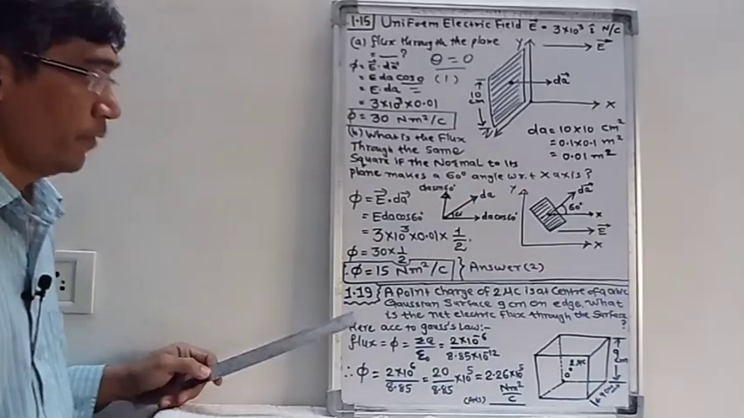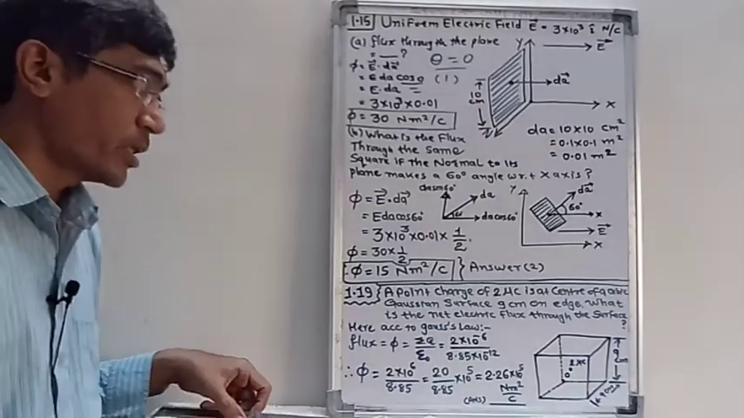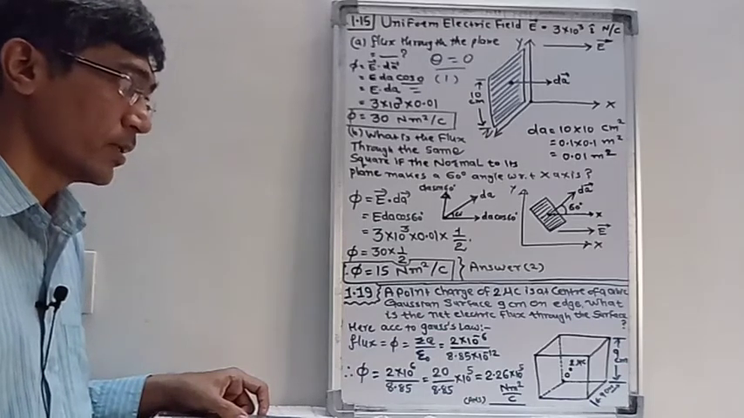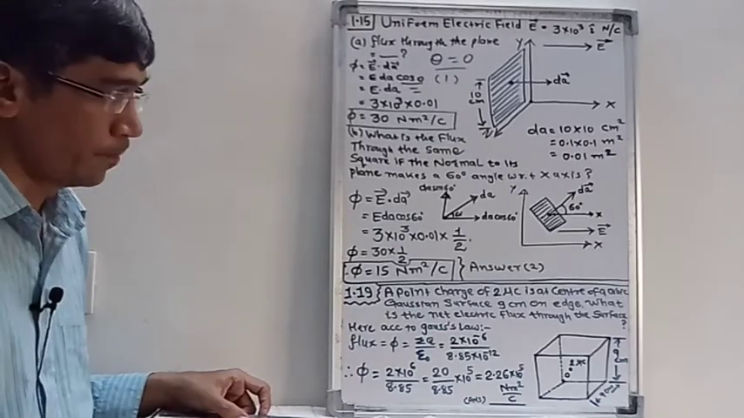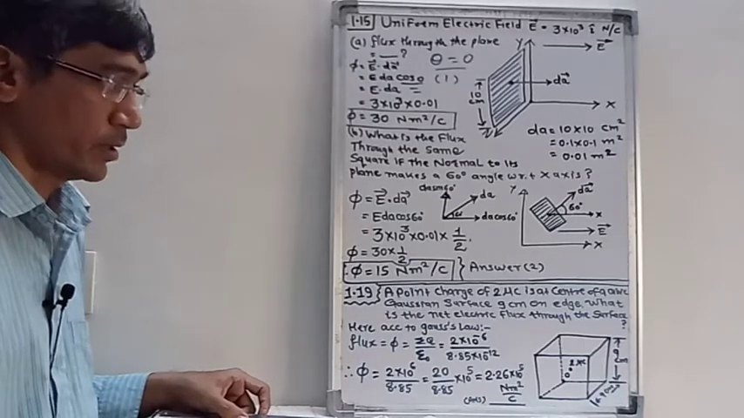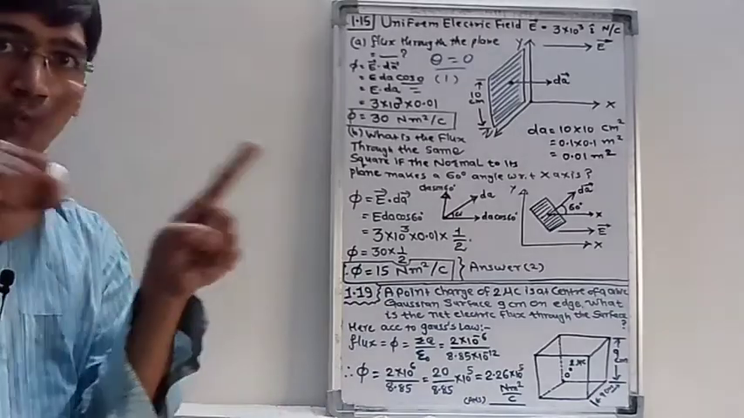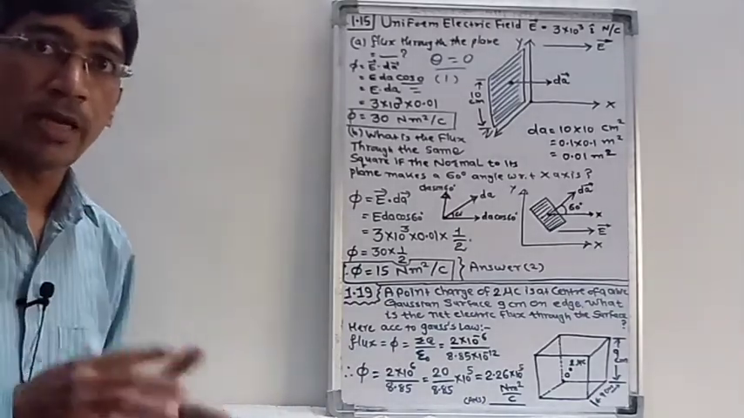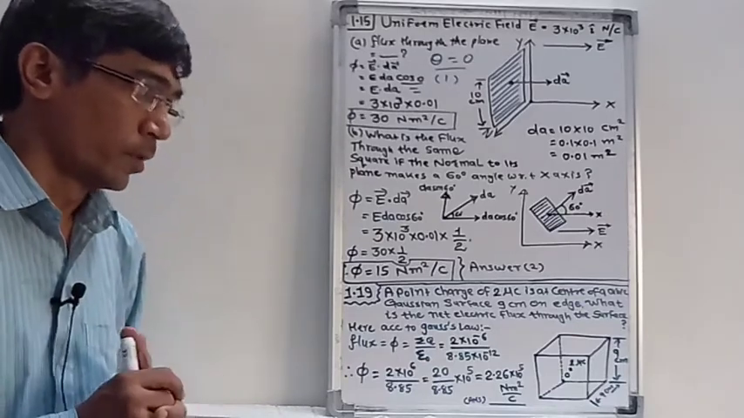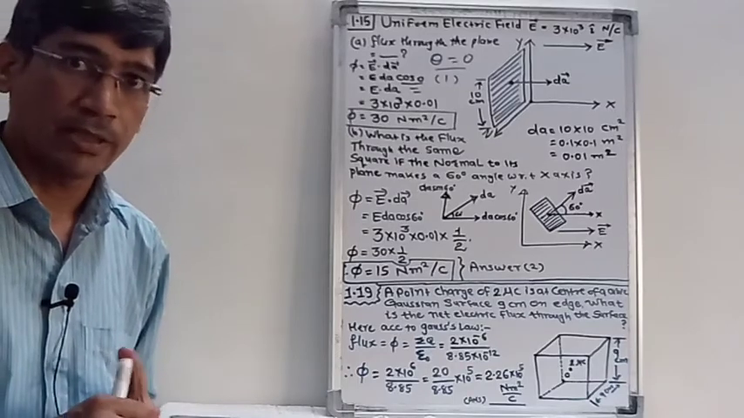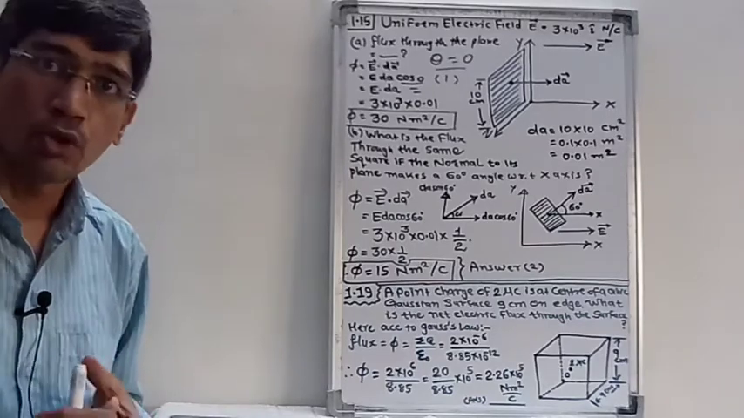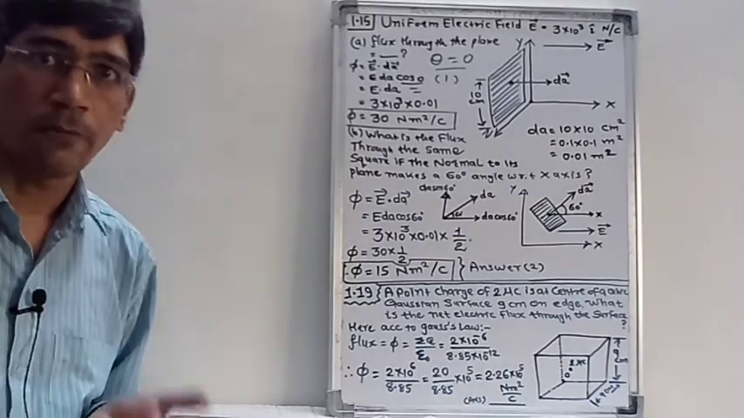In this 1.19, what is the question given? A point charge of 2 microcoulomb is at the center of a cubic Gaussian surface 9 cm on edge. What is the net electric flux through the surface? So here one cube is given whose side is 9 cm, and at the center of this Gaussian cube a 2 microcoulomb charge is kept. So what is the total flux coming out from this cube, meaning from all the surface sides?